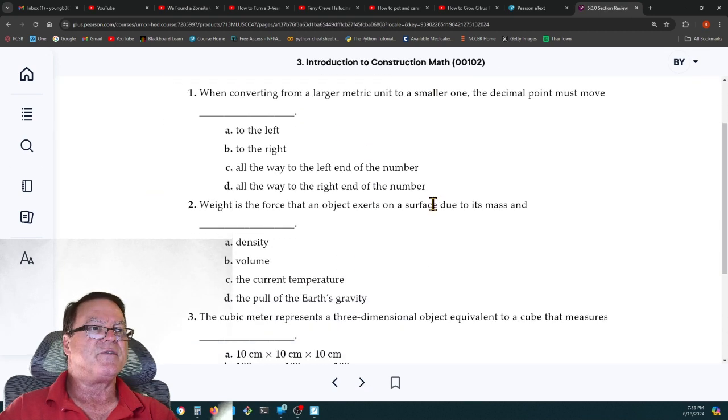And here's the section review. It says, when converting from a larger metric unit to a smaller one, the decimal point must move to the right. It moves to the right.